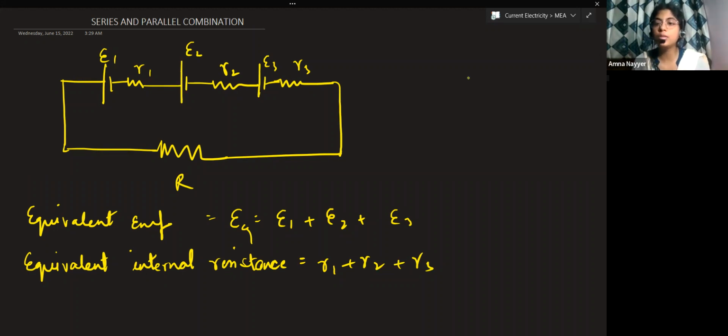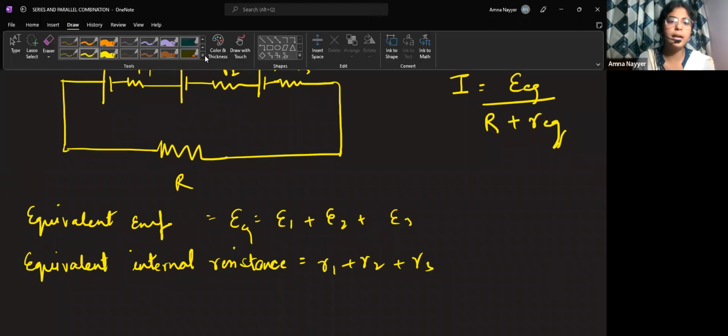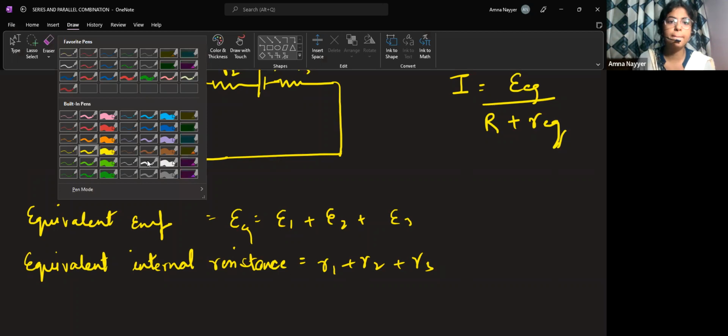Now, if you are asked to write the current, it was E divided by capital R plus small r. So in this case, I will be equal to E equivalent divided by capital R plus small r equivalent. Basically, you have to add them and then put them in the formula that you have. I'll give you a question on this. Let's practice a question.